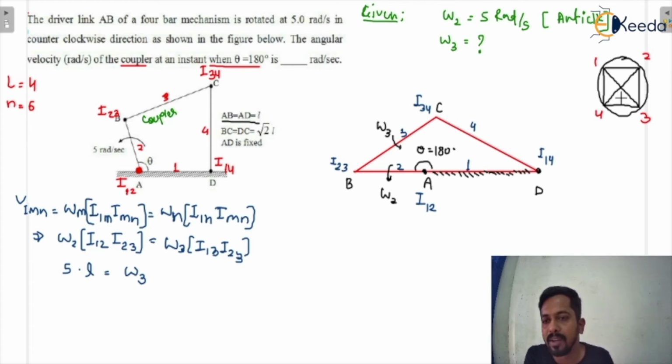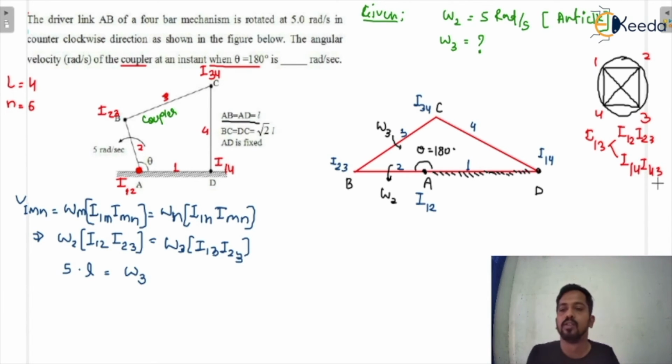Now I13 means it is the intersection of I12, I23. How can you go from 1 to 3? I1 to 2 and 2 to 3. So basically I12, I23. This is just for understanding purpose. How can you solve the I13? I can also go this way, that is I14 and I43. After the intersection of these two lines, this is the first link and this is the second link. After the intersection of these two, you will get the location of I13.